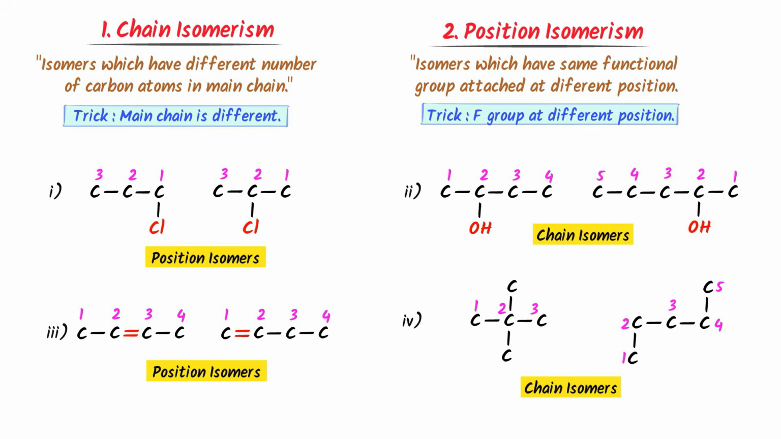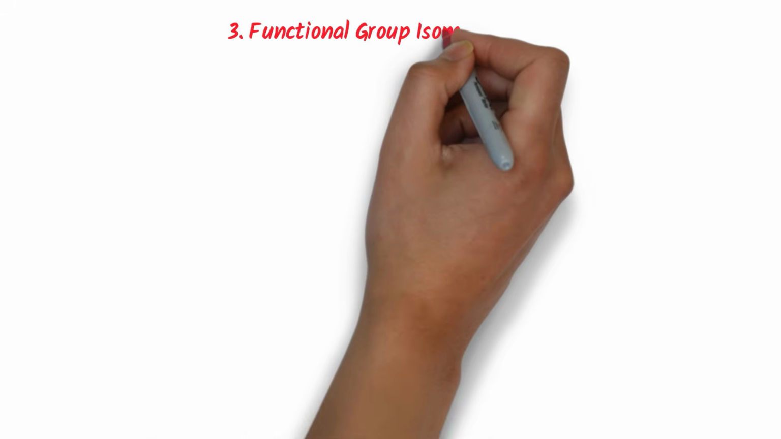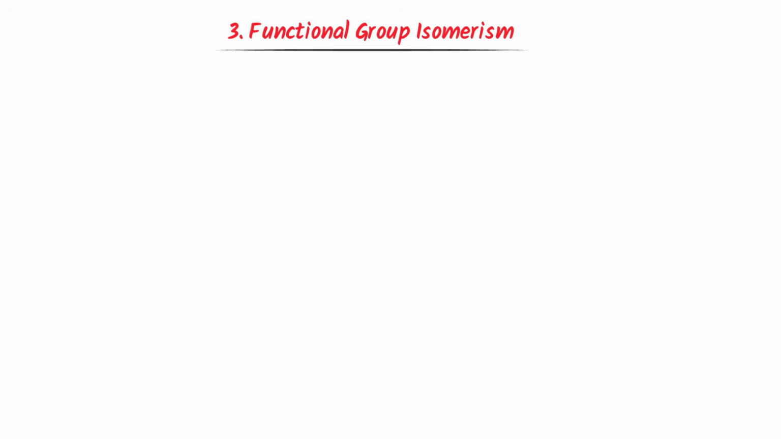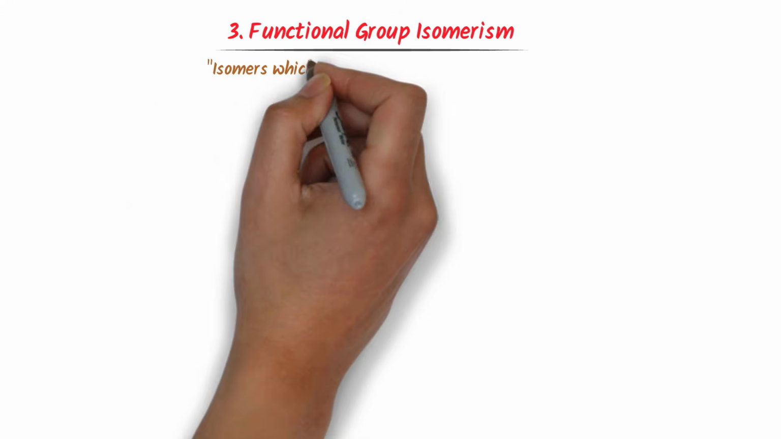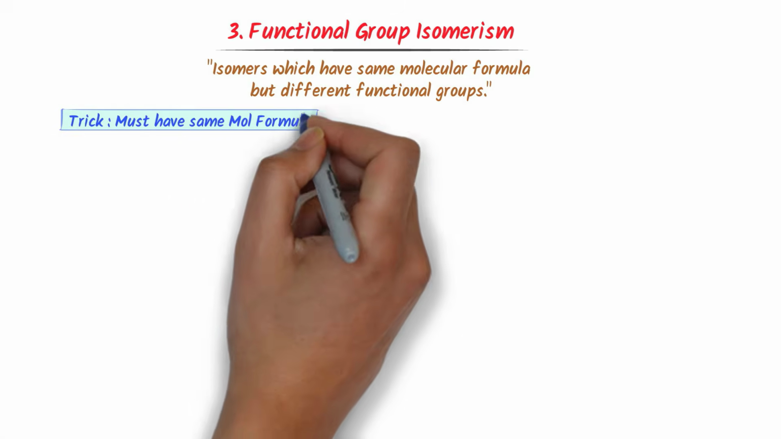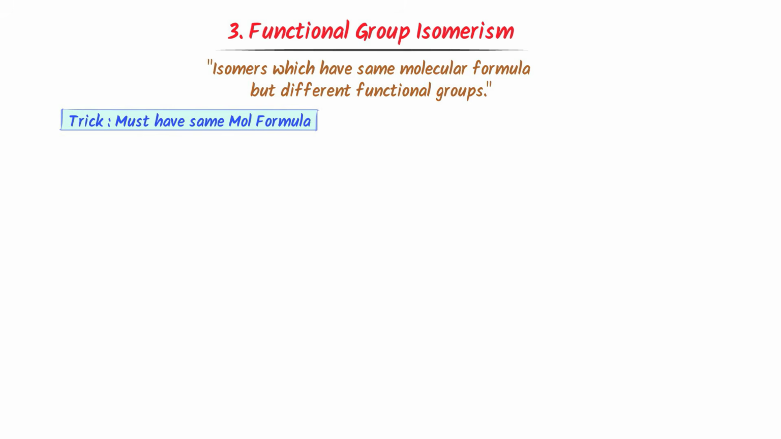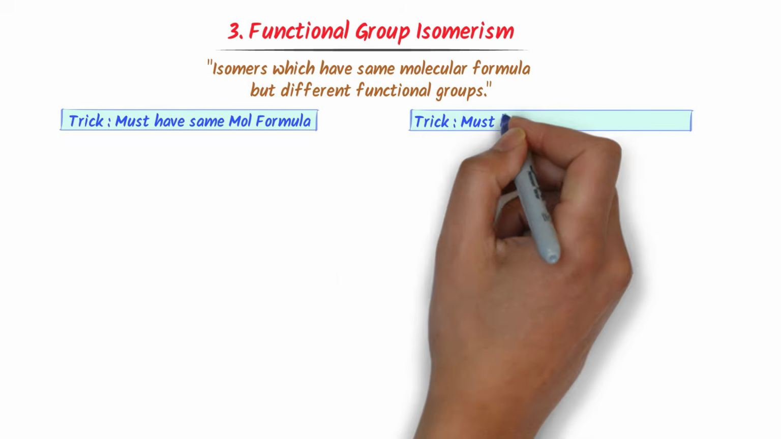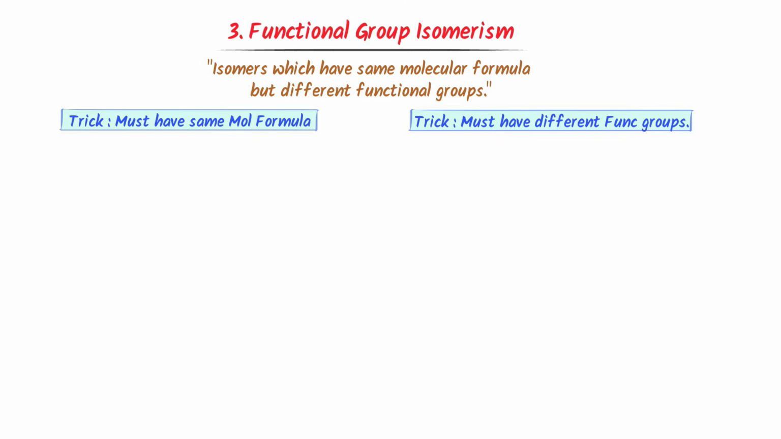Now we will learn the third type of isomerism, which is known as functional group isomerism. Well, those isomers which have the same molecular formula but different functional groups are called functional group isomers. In order to spot functional group isomerism, always look at these two conditions. Firstly, the two compounds must have the same molecular formula. Secondly, the two compounds must have different functional groups.